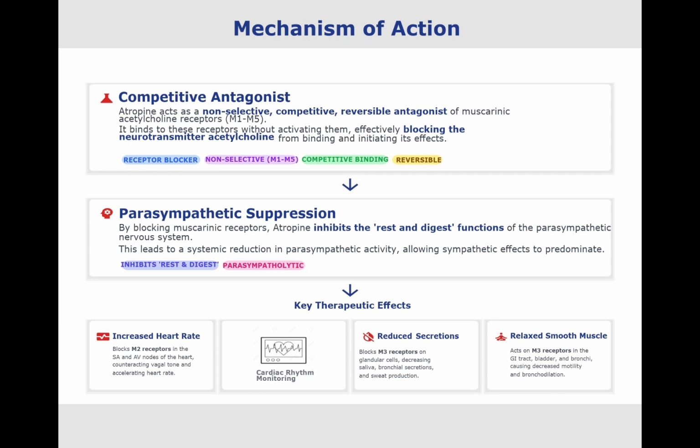Furthermore, atropine's lipophilic nature allows it to cross the blood-brain barrier, exerting central nervous system effects by blocking muscarinic receptors in the brain, especially at higher doses, leading to potential agitation or delirium.